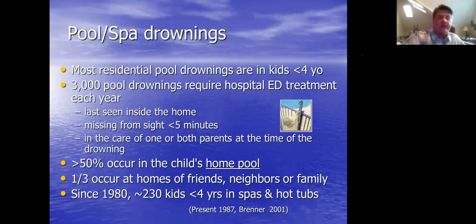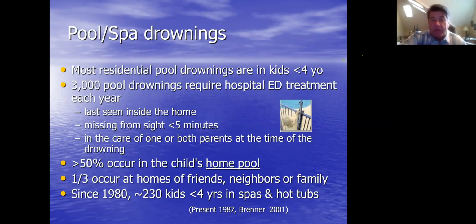All right, let's move away from tubs and talk about spa drownings. Most residential pool drownings are in kids who are less than 4 years of age. Now, these children, primarily, there's 3,000 pool drownings that required hospital treatment each year. So these are the types that I'm going to see most often in the emergency department, and you as paramedics will wind up transferring most of these patients.